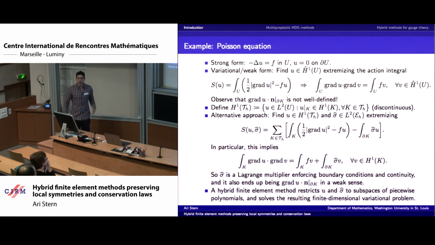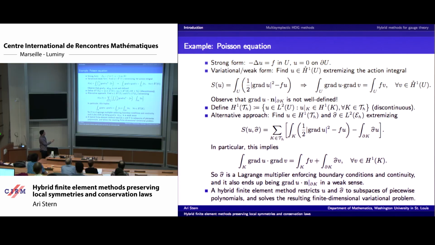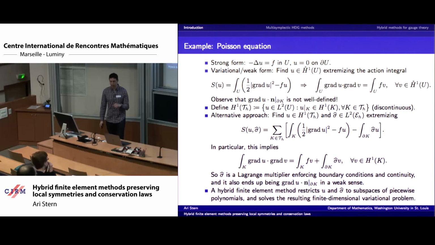So the idea of a classical finite element method would be, I would take this problem and restrict u and v to live in my space of piecewise polynomials. A hybrid finite element method would be, I now instead take this formulation, and in addition to restricting my u's to come from the space of piecewise polynomials on the simplices, I also restrict these new variables, sigma hats, to be in some piecewise polynomials that live on the boundaries. So that's the idea of hybrid finite element methods.